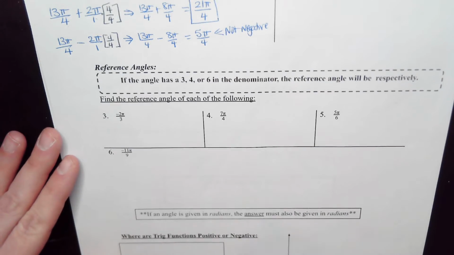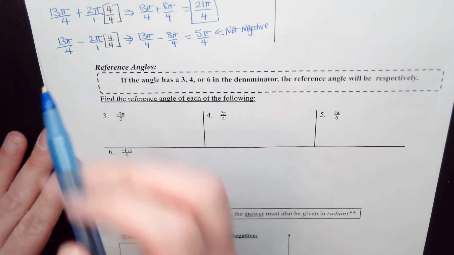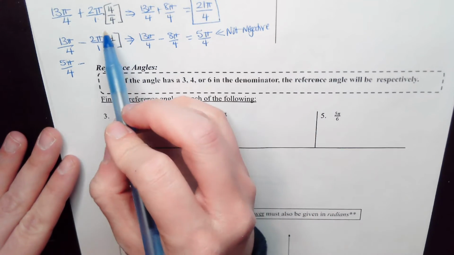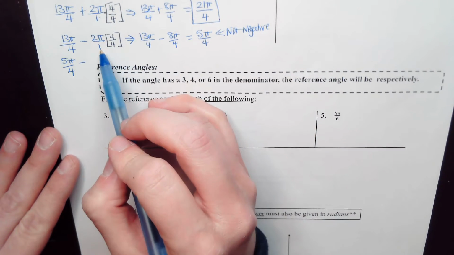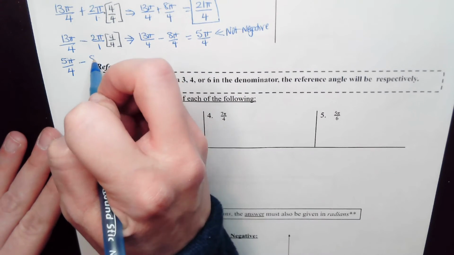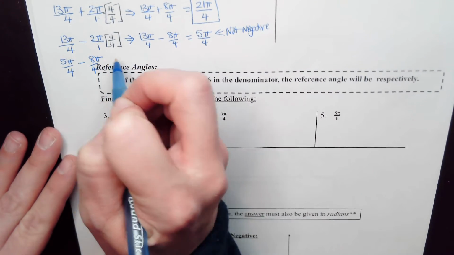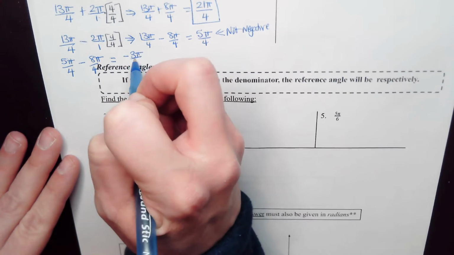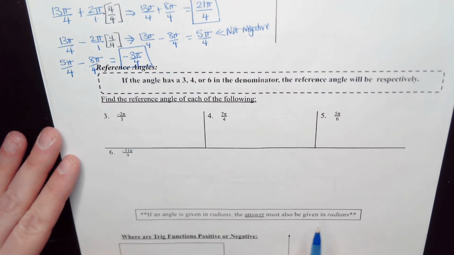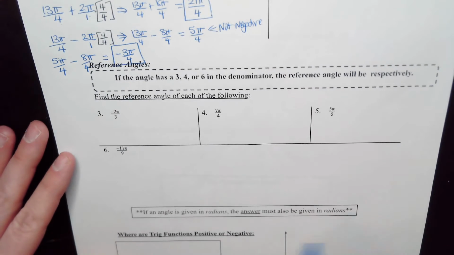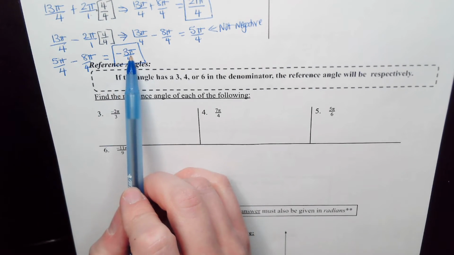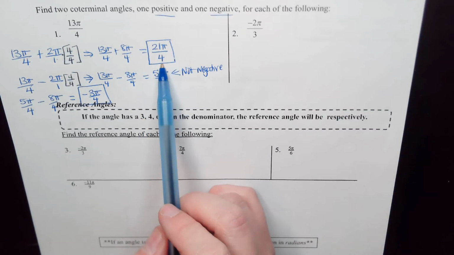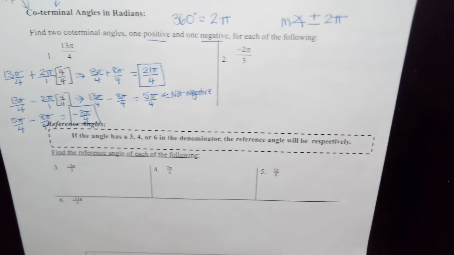So now we need to subtract another 2 pi from that. I'm going to take 5 pi over 4 now and subtract 2 pi. Now I've clearly seen that 2 pi over 1 with a denominator of 4 is actually 8 pi over 4. So I'm just going to use 8 pi over 4 at the start here. And 5 minus 8 will give me negative 3 pi over 4. So that's a negative coterminal angle. If I wanted another negative one, I would take negative 3 pi over 4 and subtract 2 pi from that. If I wanted another positive coterminal angle, I would take 21 pi over 4 and add 2 pi to that.